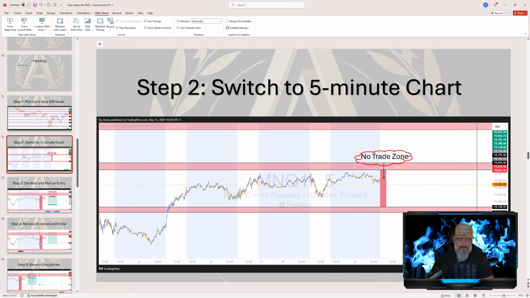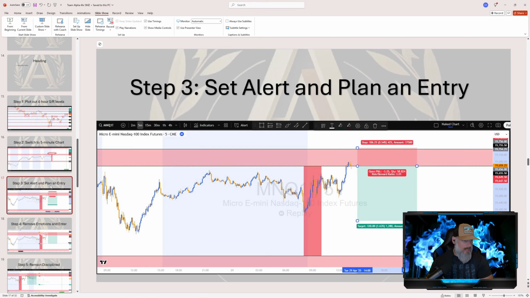Step number 2, switch to the 5-minute chart, because we're going to do all our trades off a 5-minute chart. We are not going to flip back and forth to 1 minute or 2 minutes. We're going to stick to the 5-minute. We're going to make it as easy as possible, and you'll notice there are no indicators on my screen.